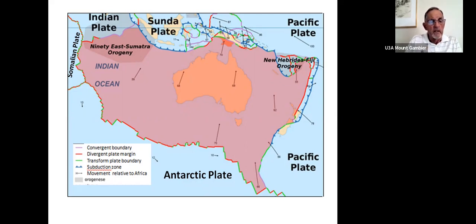Examine this plate using the colour guide, red for divergent boundaries, blue for converging subduction zones. Green is the transform plate boundary that often joins these. And the arrows are given as movements relative to a fixed Africa. So I think just a few moments looking at that diagram will probably close our discussion today.